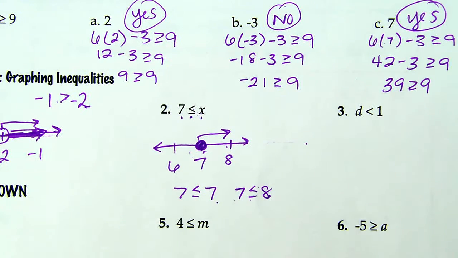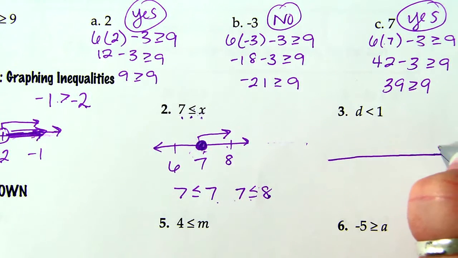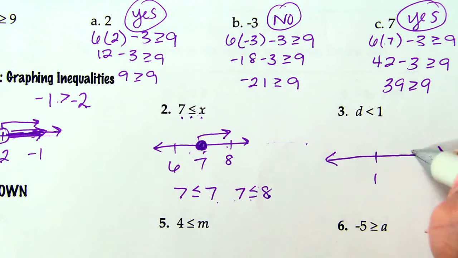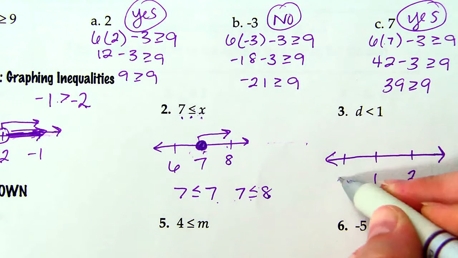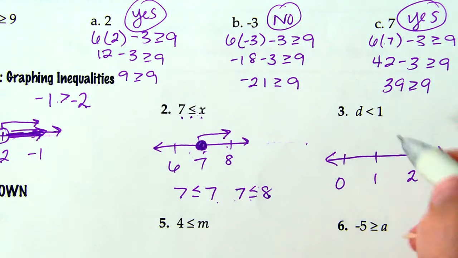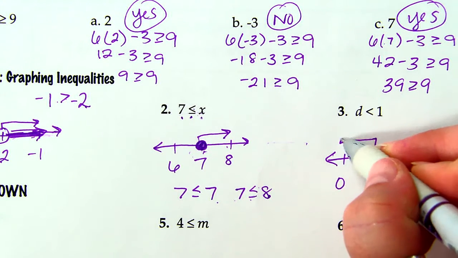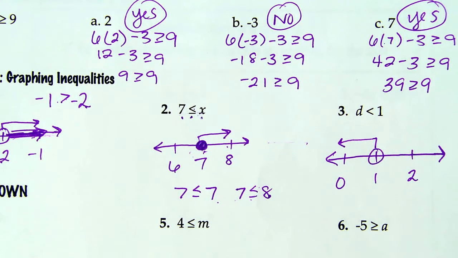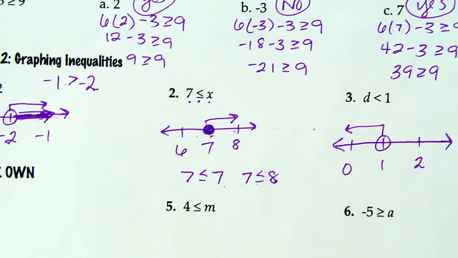Number 3, last one together. So 1 in the middle, then 2, and 0. So a circle on the 1, and then x is less than 1, so it goes towards the 0 because 0 is less. So now I'm going to have you pause the video so that you can try these next few on your own, and then after a few minutes hit play and see if you got them right.